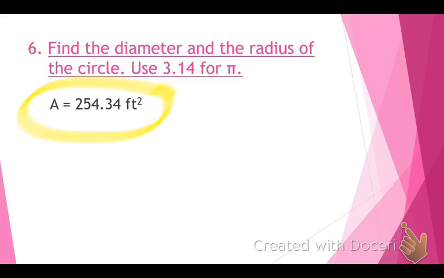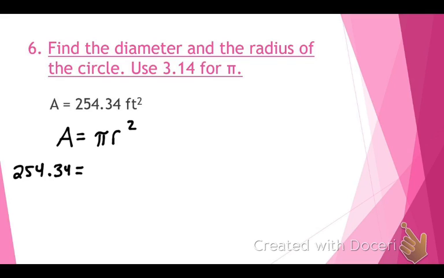Okay, so what's the area formula for a circle? A equals pi times r squared. Okay, Maddox, what should I plug in first? 254.34 equals 3.14 times r squared. You are correct. Good job. Okay, so notice he plugged in the A that we learned at the beginning, where the A goes, and he replaced pi with 3.14.